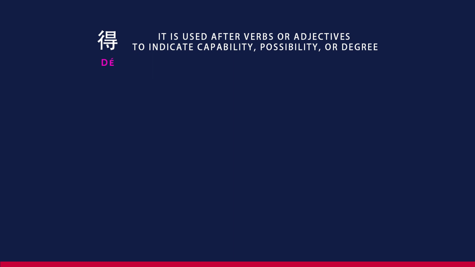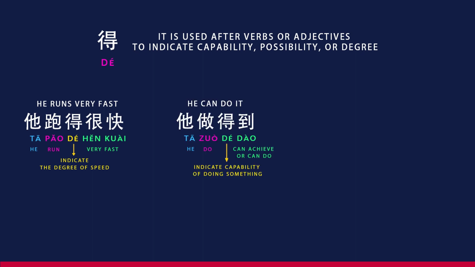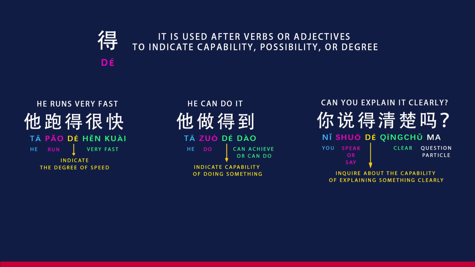The final particle we'll discuss today is de. De is used after verbs or adjectives to indicate capability, possibility, or degree. Now, let's look at some examples to better understand its usage. 他跑得很快。He runs very fast. 他做得到。He can do it. 你说得清楚吗？ Can you explain it clearly?